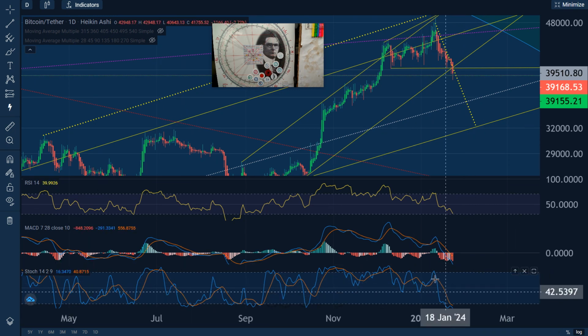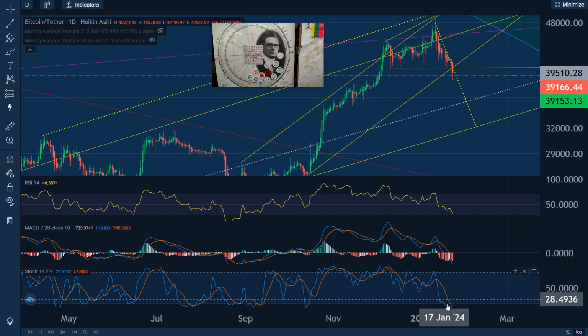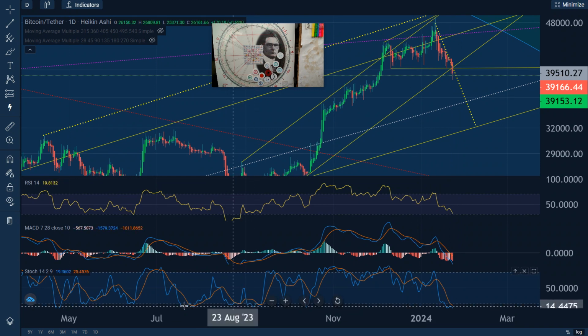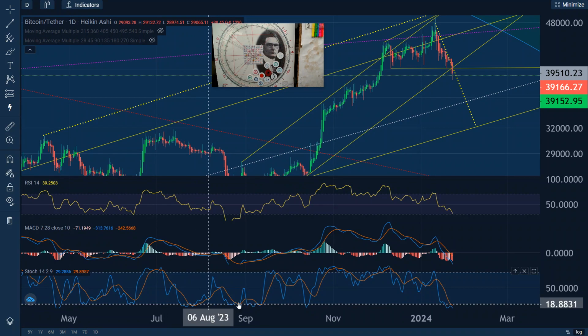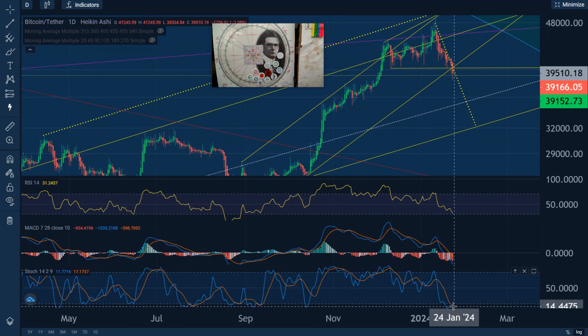Stochastic made a death cross here. The buyers took off, the sellers took control. We haven't had a golden cross yet. We are having a bottoming phase, but I'm expecting that we do something like this. We need to do our 62-day count and shake out the weak-handed longs.